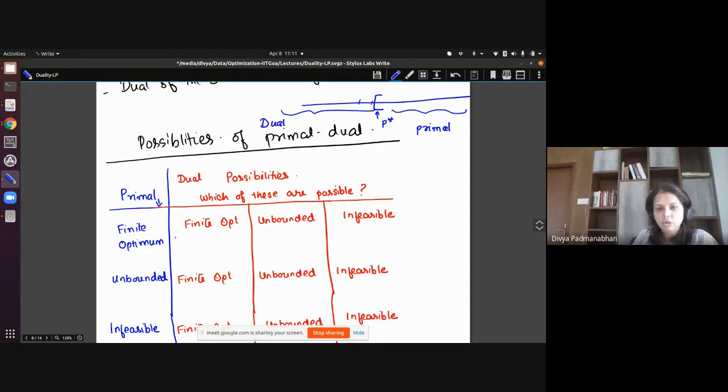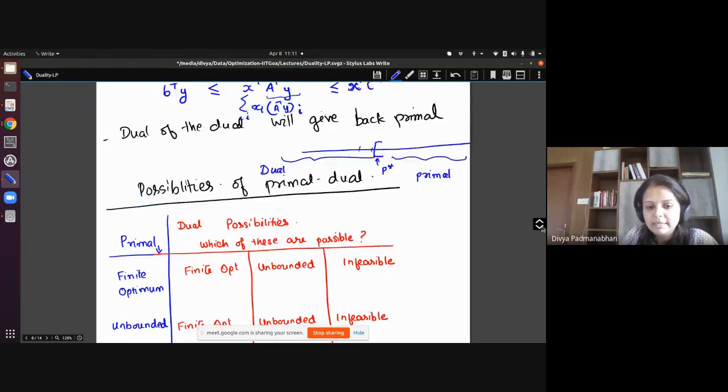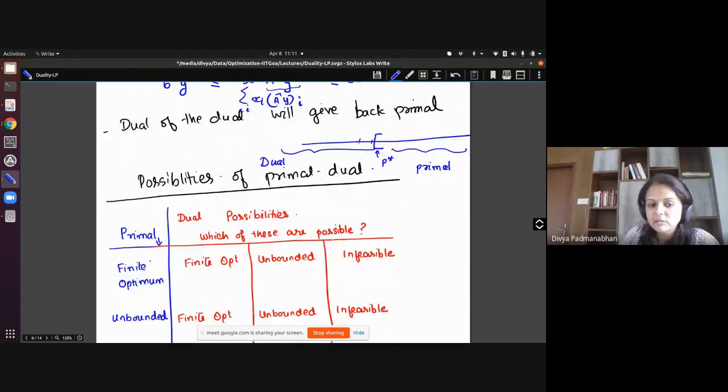So what happens to the dual? Which of these can happen? Okay, so let's just try to analyze this. If the primal has a finite optimum, something like this, can the dual have a finite optimum? What do you think?